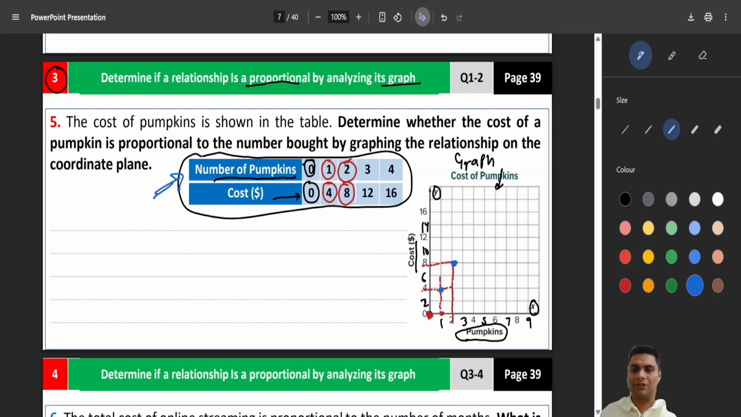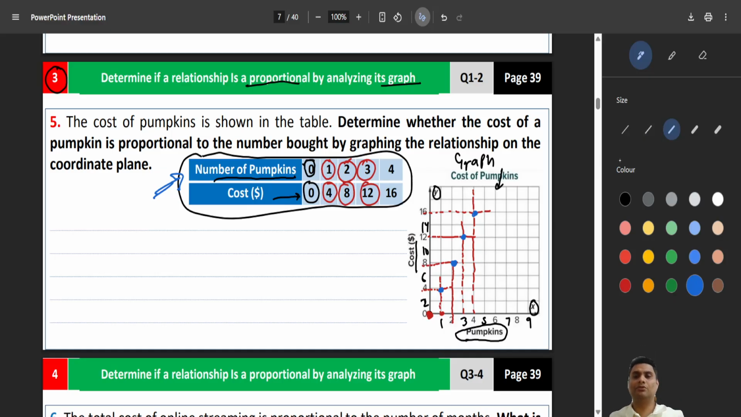First of all, let us put the points together. The next one is 3 pumpkins and the cost is 12. So 3 pumpkins and the cost is 12. So it means the point is where? Here, where they are cutting each other. The next is 4 and 16. So for 4 pumpkins I'm paying 16. So this is my point. Now we have put the information on the graph, right?